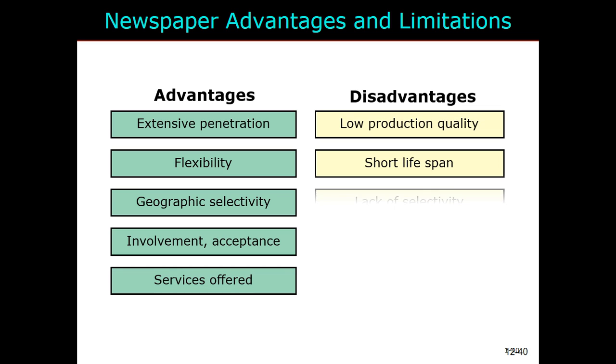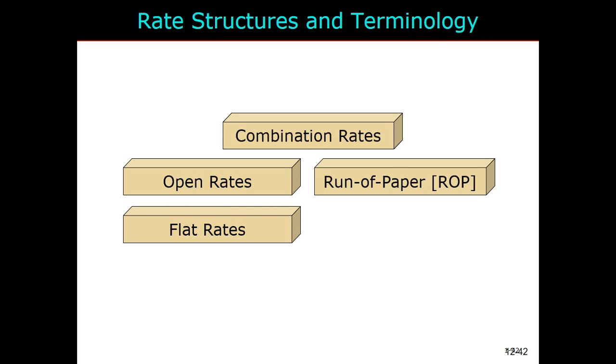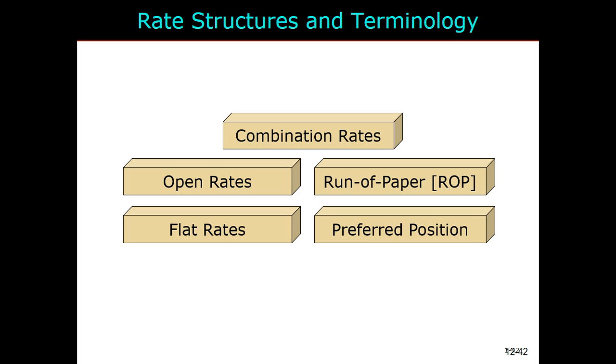Newspapers: advantages and disadvantages. And the newspaper advertising rates: standard rate versus sales by column inch. And then read the structure and terminology. What is the open rate? What is run of paper? What is the flat rate? What is preferred position, or a combination of any or all of them?